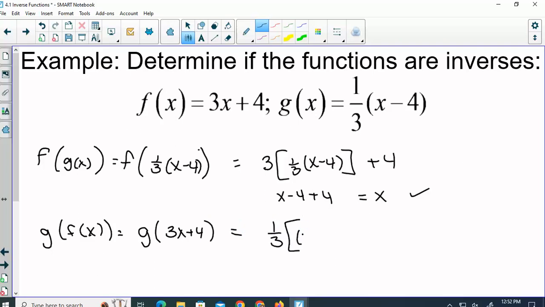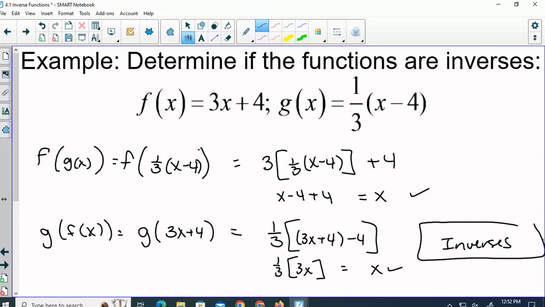1/3 times 3x plus 4 minus 4. So plus 4 and minus 4 drop. So 1/3 times 3x is x. So both of them turned out to be x. So they are inverses. Is that okay?